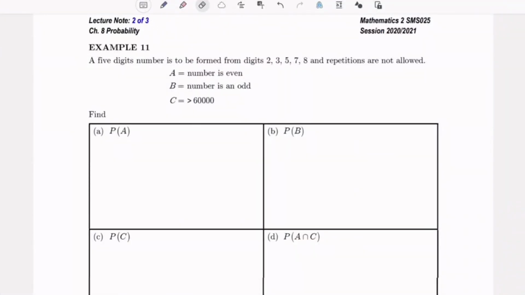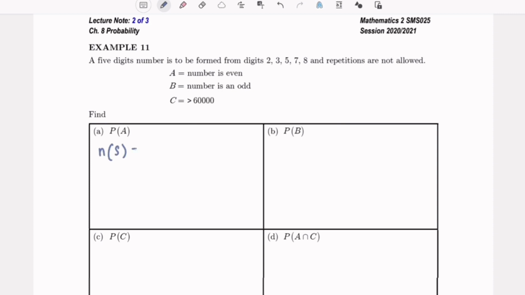Chapter 8, page 11. Example 11. A 5-digit number is to be formed from digits 2, 3, 5, 7, 8 and repetitions are not allowed. Event A, number is even. Event B, number is odd. Event C, number is greater than 60,000. So find PA. First of all, we need to find the number of outcome in the sample space. Let's write that as NS.